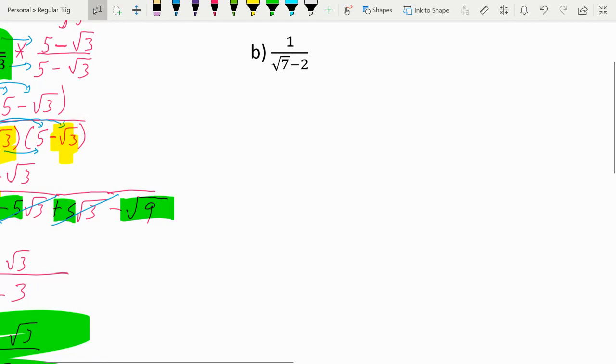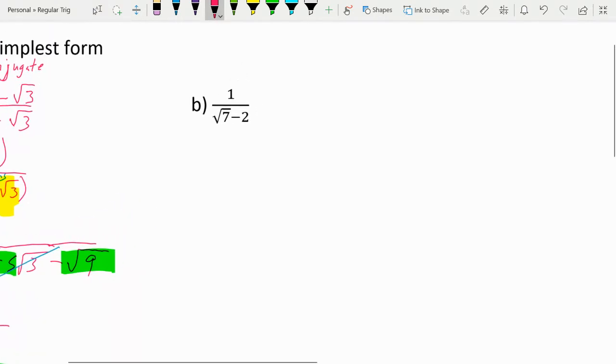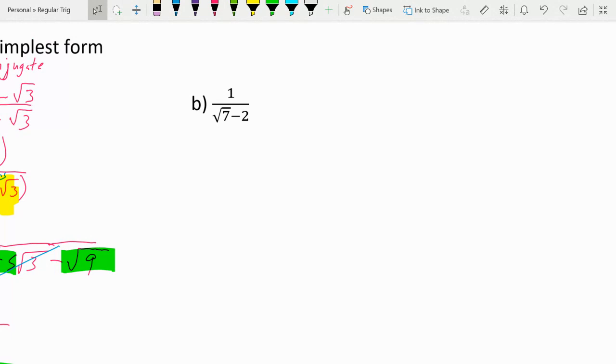If you want to pause the video, you try it, and then we can hit play and check to see if you got the right answer. All right. So again, I can't have the square root in the denominator, so I have to do something to get rid of it. So again, what do we do? Multiply by the conjugate.